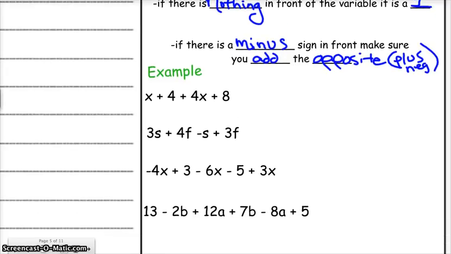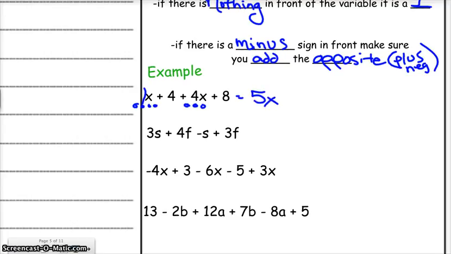Examples. X plus 4 plus 4x plus 8. I start from the left. I first off say, hey, I'm making the 1 appear. Hey, 1, what's up? Try to be all shy. 1x connects with what? What can I combine 1x with? Just say it. 4x. So 1 plus 4x is? 5x. So this is going to be 5x.